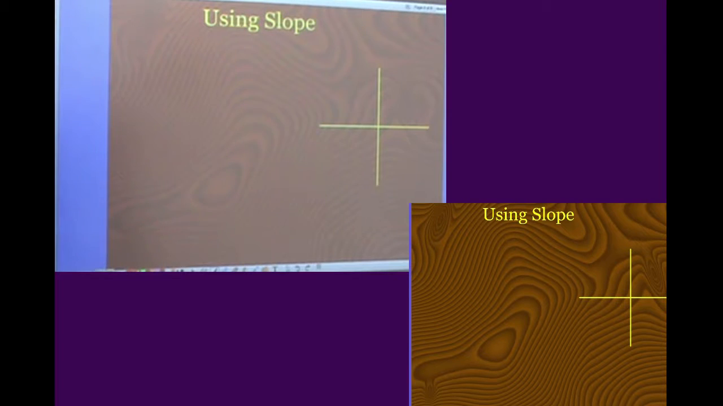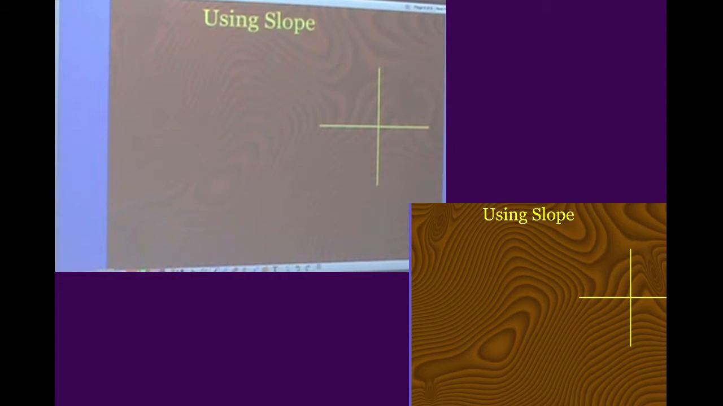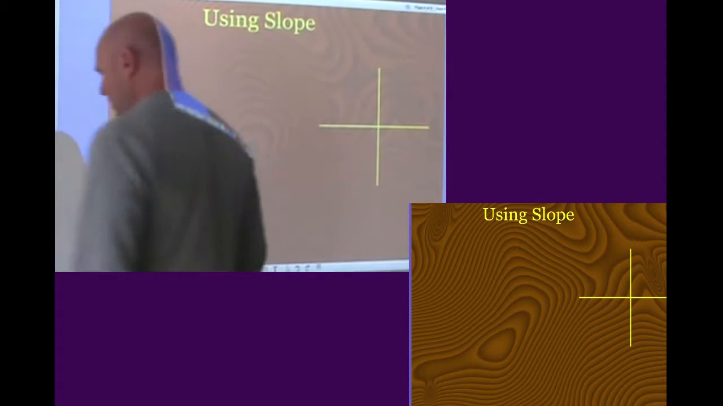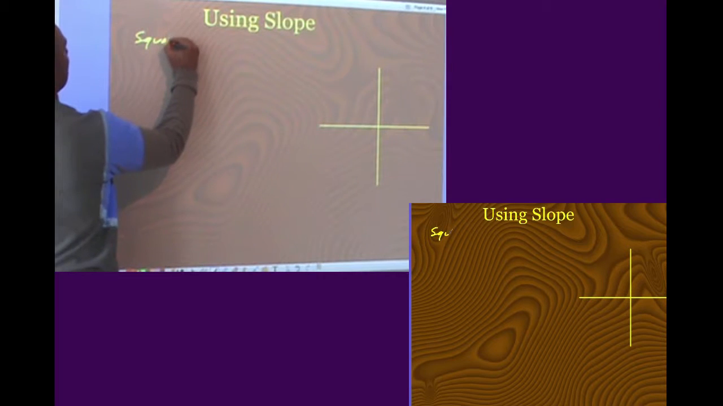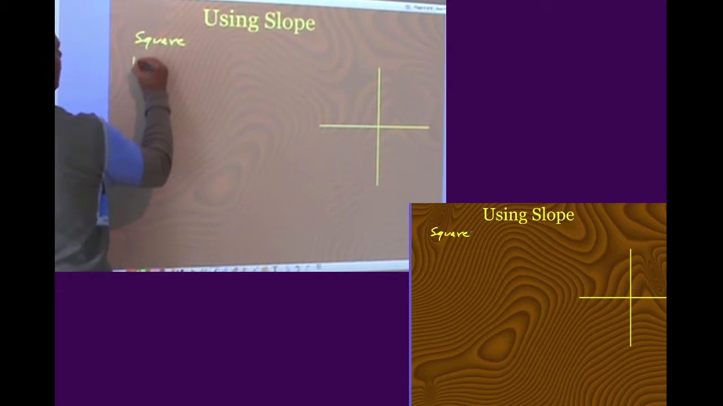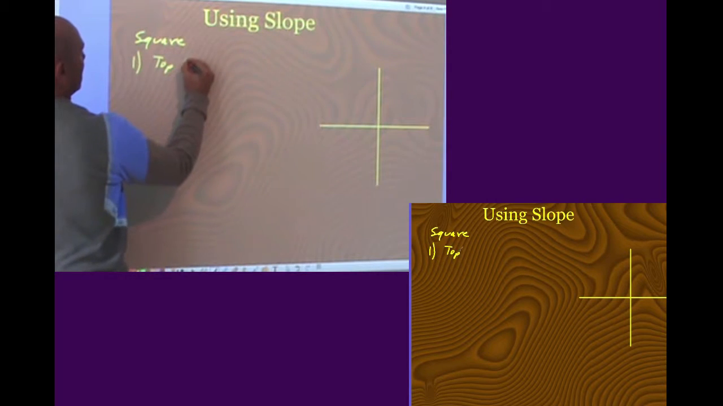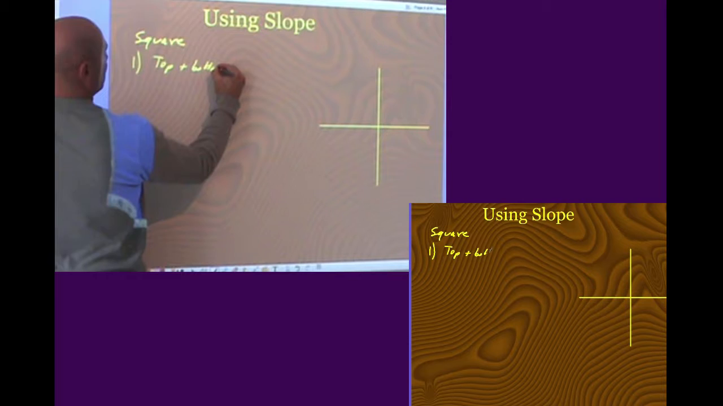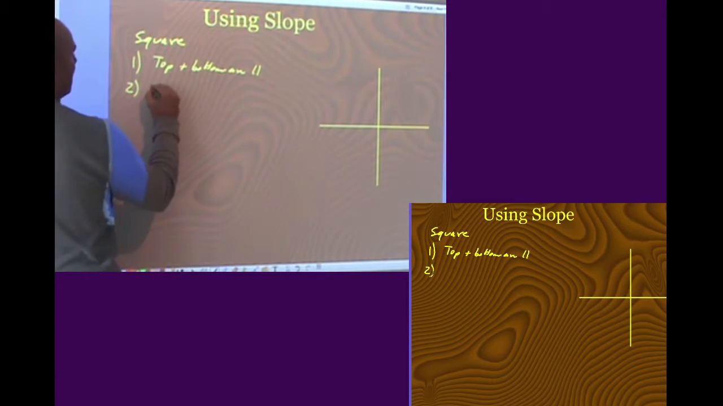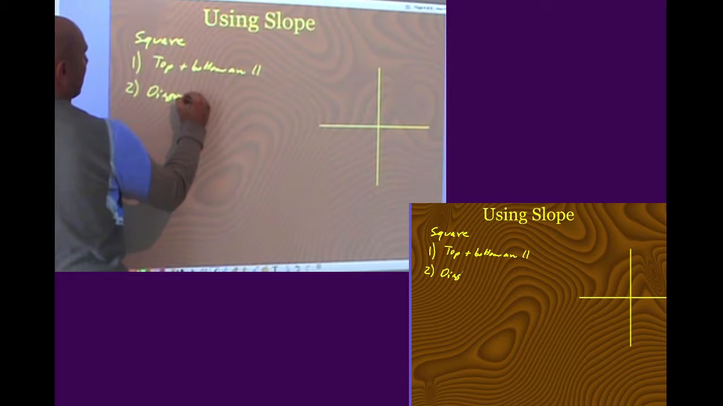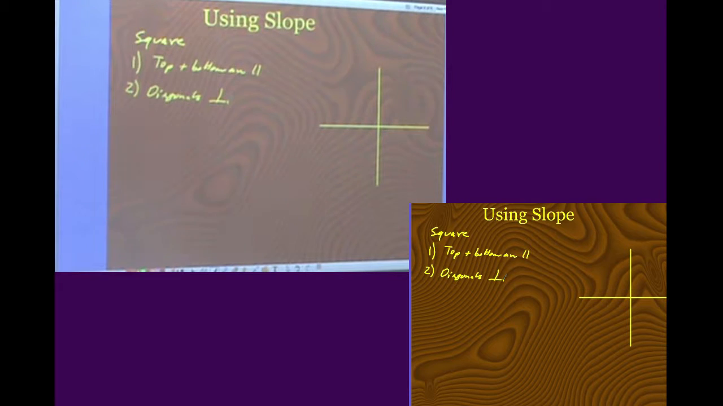All right, so now I want to take a look at using slope. How do I use slope to be able to prove something? So let's show you two things here. Let's take a square, just for ease. And we're going to show two things. First thing we're going to show is that the top and bottom are parallel. And the second thing we'll show is that the diagonals are perpendicular. So I'm going to have to do a little calculating here, but it's not a big deal.